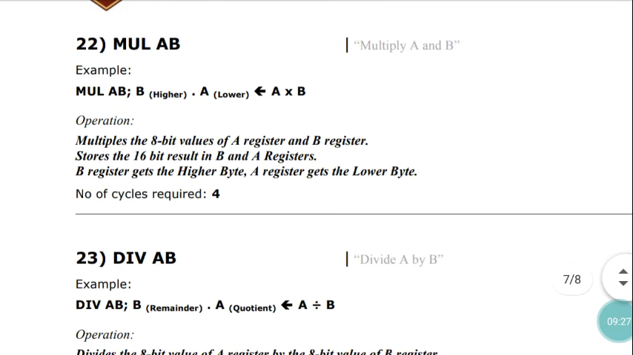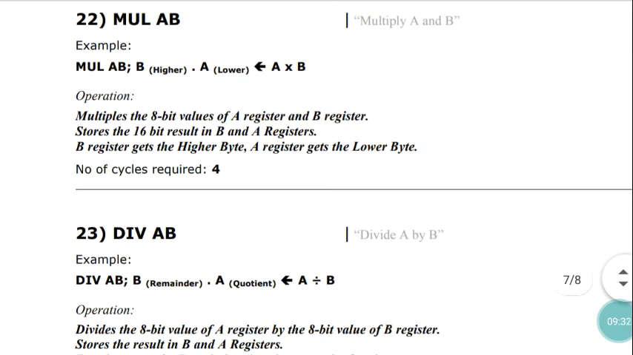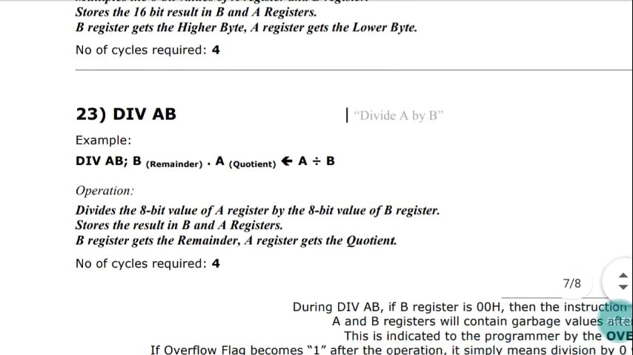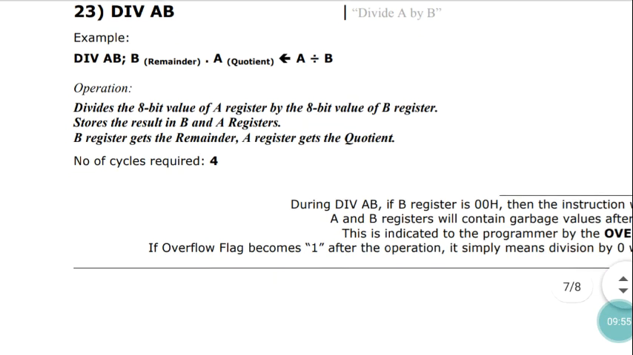Next one is multiplication, MUL AB. This means the content of A is multiplied with B, and the result will be stored in the registers B and A. That means the A register contains the lower byte of the result, and the B register contains the higher byte of the result. After multiplying these two values, we get the result, and the result is saved in the registers BA.